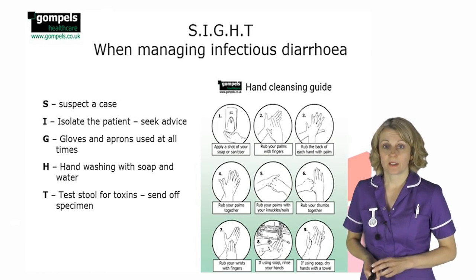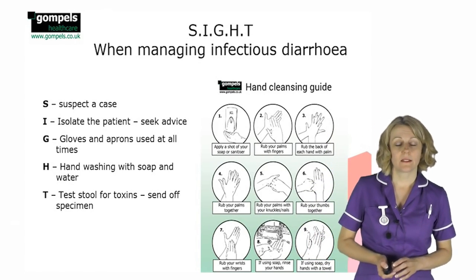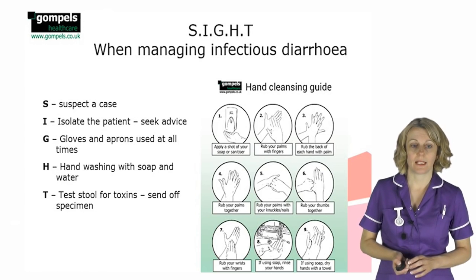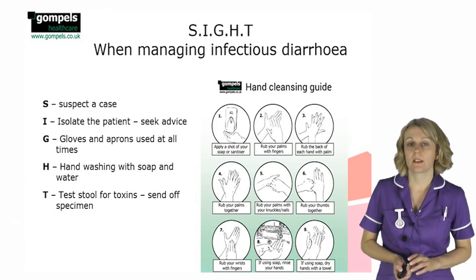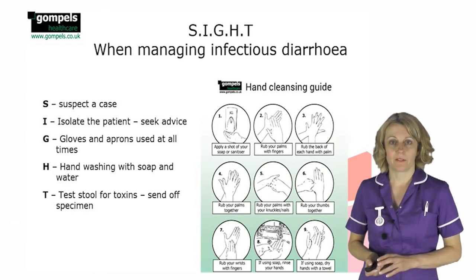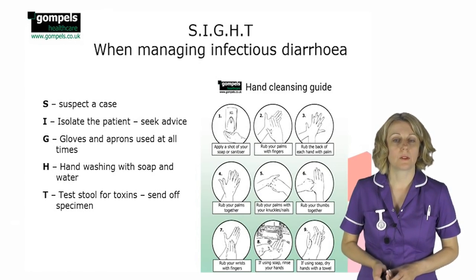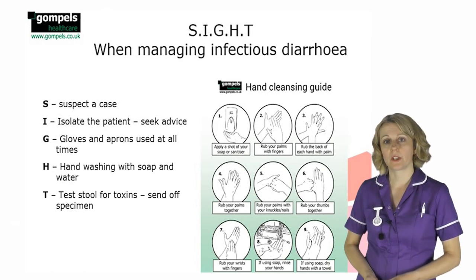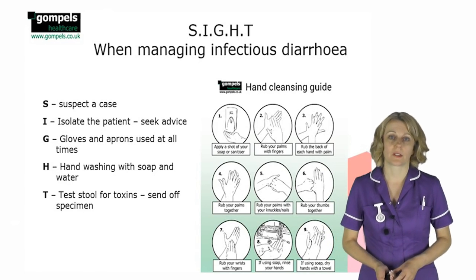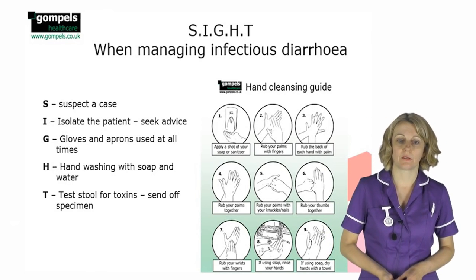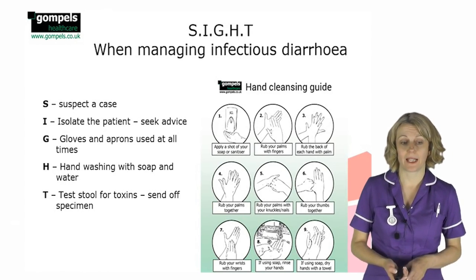When managing infectious diarrhoea, we can follow the SIGHT acronym. The S is when we suspect a case. The I is for patient isolation. So at this stage, then advice needs to be sought from the relevant healthcare professional in charge. G is for gloves and aprons, which are to be used at all times. H is for hand washing, thorough hand washing with soap and water. And T is for stool testing for toxins, so the specimens will need to be sent off. And there are guidelines available for clear and adequate hand washing.